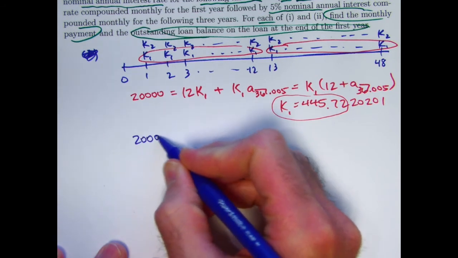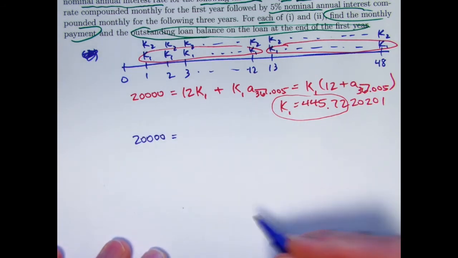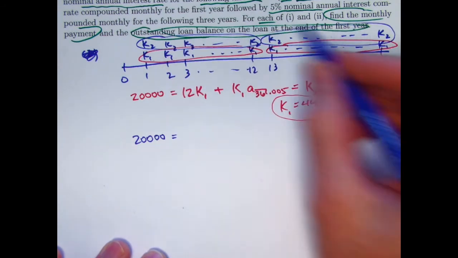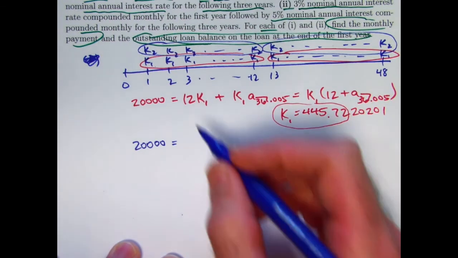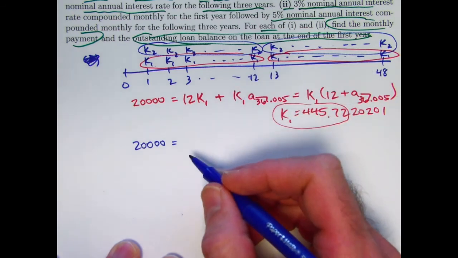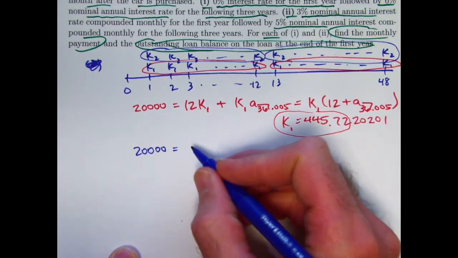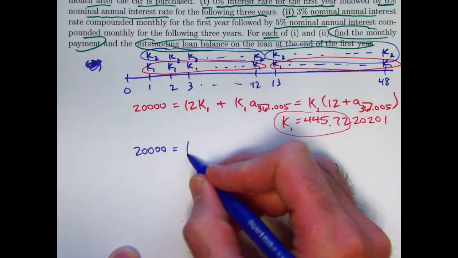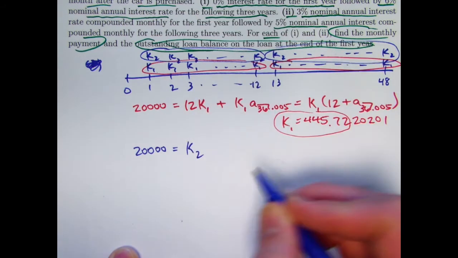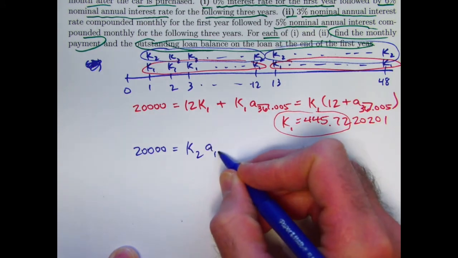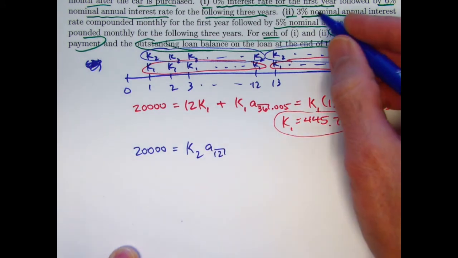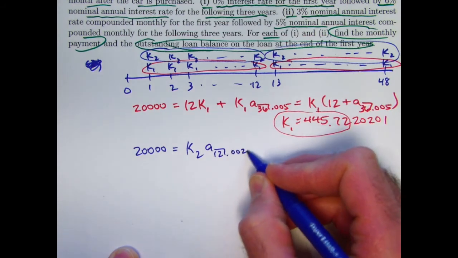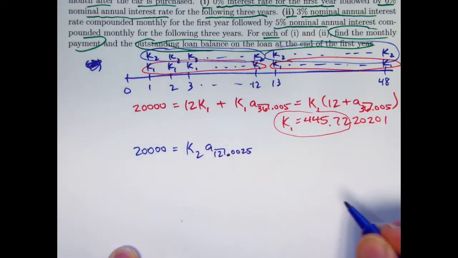Same principle. The loan amount, 20,000, equals the present value of all the payments. We got the first 12 and the last 36 again under different interest regimes. But now we don't have 0% during the first year, we have 3%. So the present value of these 12 payments is going to be K2 times A12 at 3% divided by 12, which is 0.0025, 1/4 of 1%.